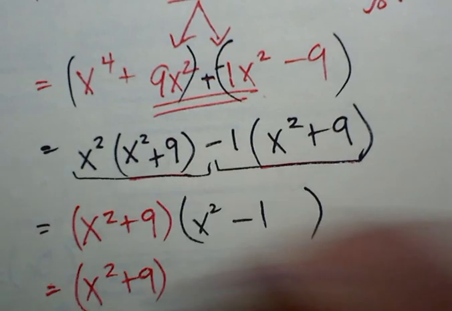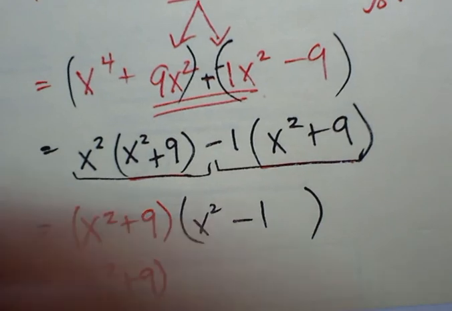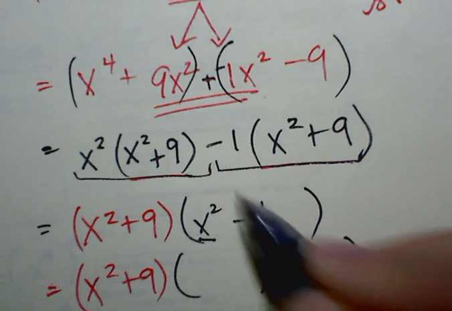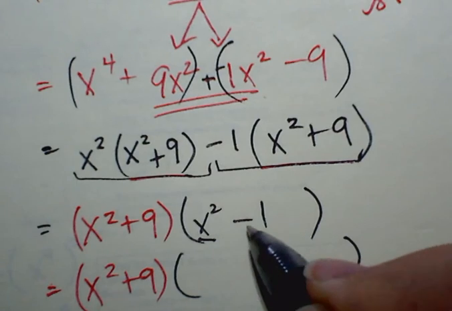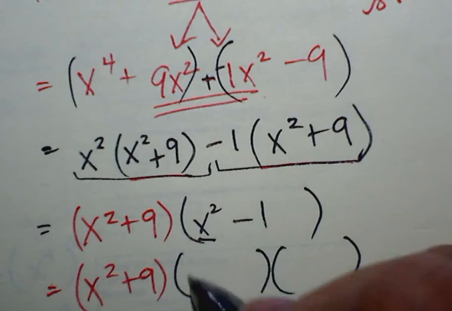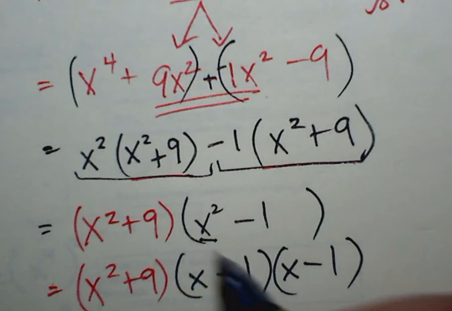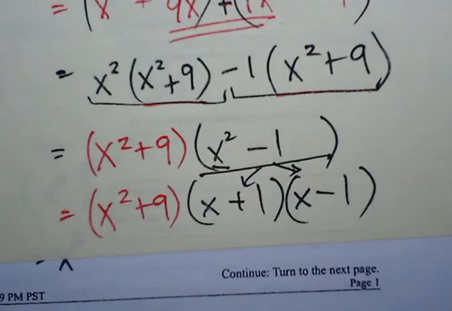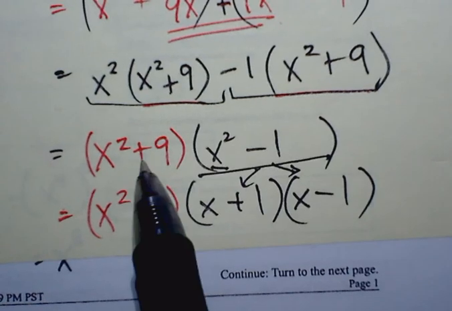Is this a difference of squares? Why? Because x squared is x squared, and 1 is what squared? 1 squared, and this is a difference. So what is it? X plus 1 times x minus 1. See, this one factors to this. The other one, you can't factor it. Yes. This is a difference of squares. This is a sum of squares. Sum of squares don't factor. Difference of squares does. So now it's fully factored.